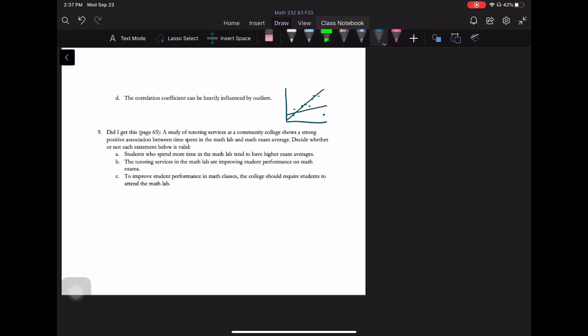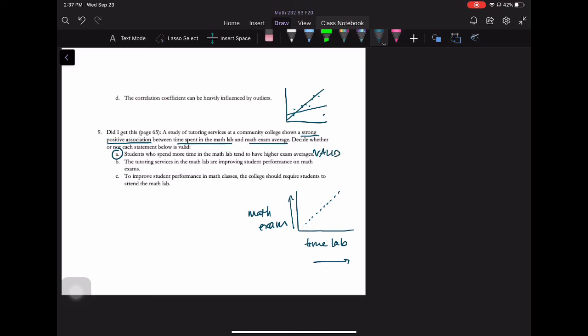A study of tutoring services at a community college shows a strong positive association between time spent in a math lab and the math exam average. Decide whether or not each statement is valid. Students who spend more time in the math lab tend to have higher exam scores. Well, we're talking about a positive relationship between time in the lab and math exam. Positive relationship means as my lab time goes up, so will my scores. So students who spend more time in the lab have higher exam scores. That is true. This is valid.